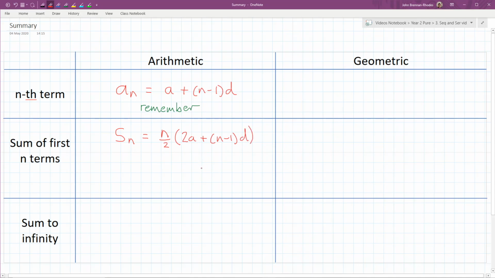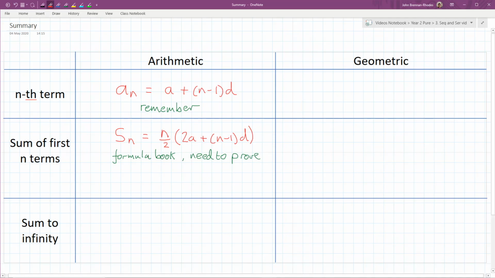And in my previous video I proved that, and you do need to remember how to prove it, but this is in the formula book, but you need to be able to prove it. So you need to remember the proof, but you don't need to remember the formula.